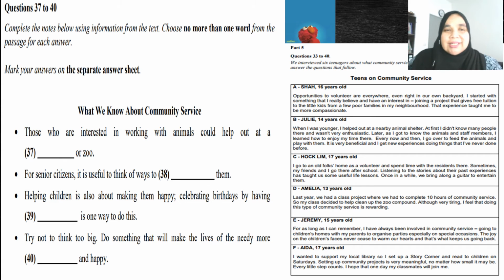Okay, let's go with questions number 37 to 40. Complete the notes below using information from the text. Choose no more than one word from the passage for each answer. So remember, use only one word. Mark your answers on the separate answer sheets. What we know about community service. Question number 37. Those who are interested in working with animals could help out at a blank zoo. So obviously the clues are animals and zoo.